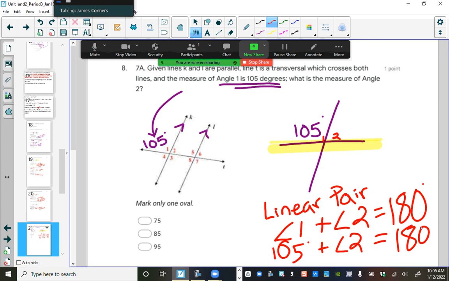Subtract. So it's going to be 180 minus 105. And what do you get? 75. Very good. It's going to be 75.